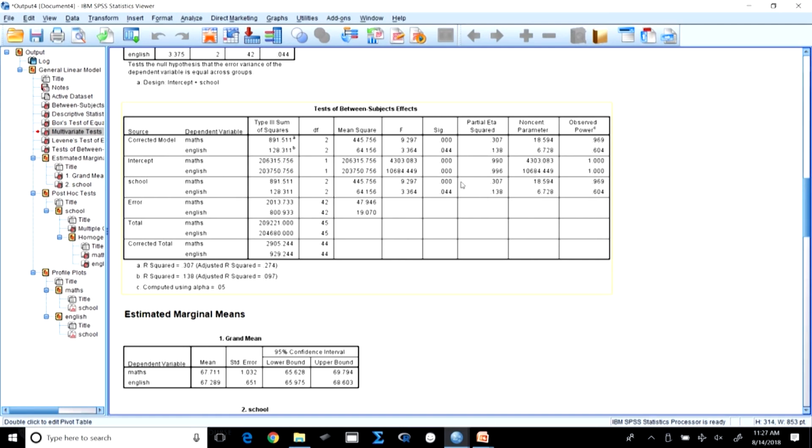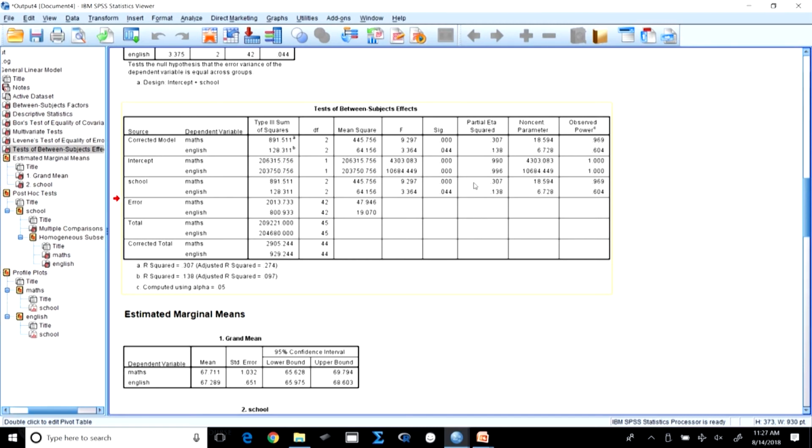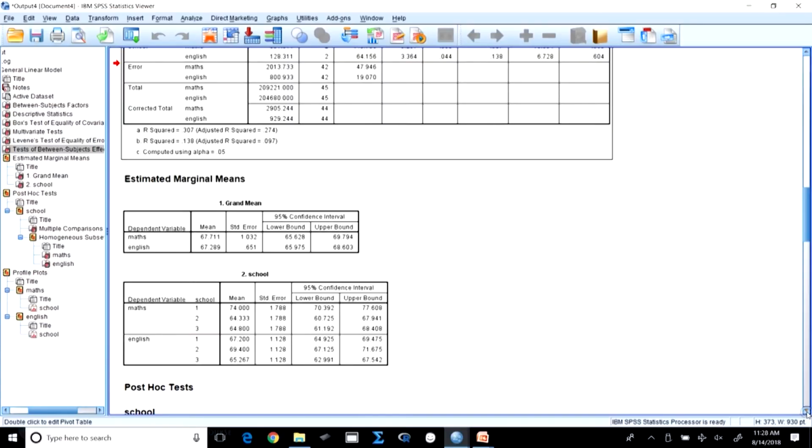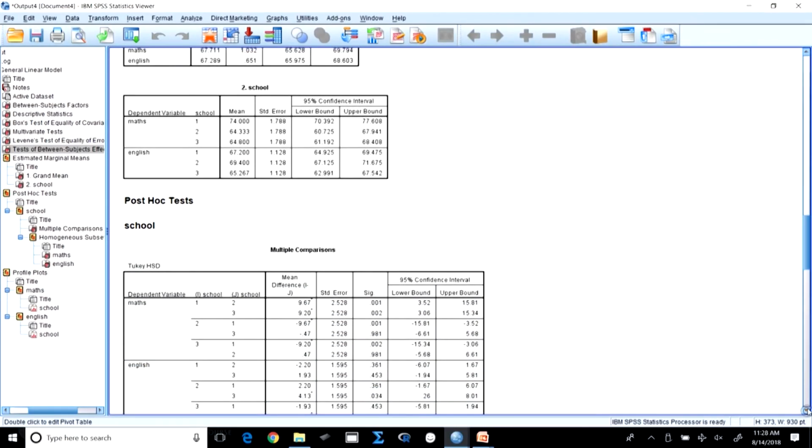But if you see, the effect size is more in the case of maths in comparison to English, and the observed power, that means the power of the test, is much higher for maths. That means the difference in the maths score is more clearly evident than the score for English among the students of these 3 schools. So, this is what we want to mention, and then we will see the multiple comparisons.